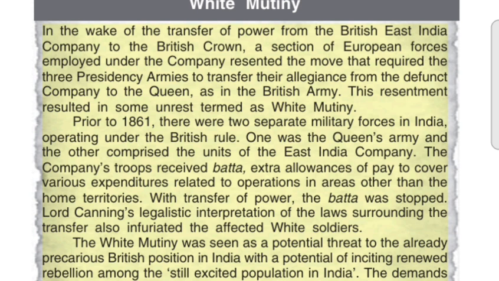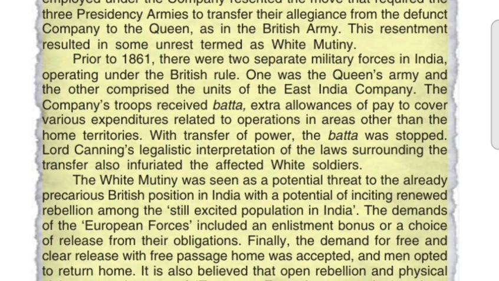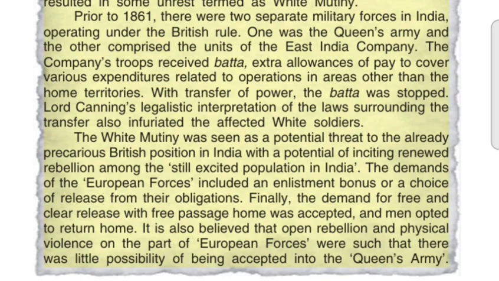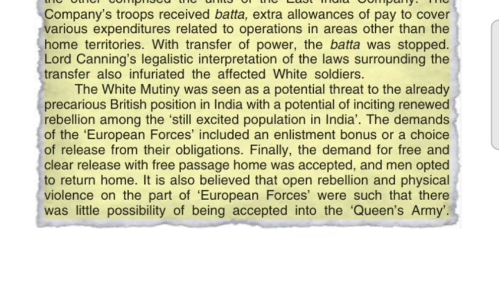Prior to 1861, there were two separate military forces in India, operating under the British rule. One was the Queen's Army and the other comprised the units of the East India Company. The company's troops received bata, extra allowances of pay to cover various expenditures related to operations in areas other than the home territories. With transfer of power, the bata was stopped.